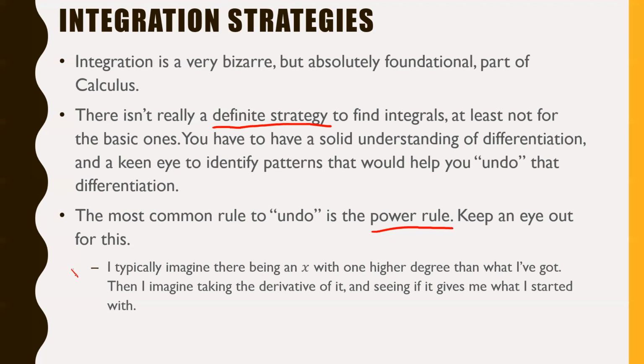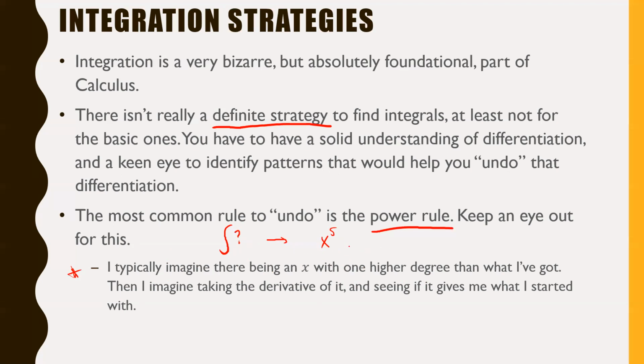Now, here's my little aside. I just added this in a few moments ago, actually. I typically imagine there being an x with one higher degree than what I've got. So if I'm told to find an antiderivative of something, I just imagine that in my answer, I have an x with one higher degree compared to whatever was in there. So if there was an x to the power of 4 inside this, I assume I have an x to the power of 5. Then I imagine I'm taking the derivative of this.